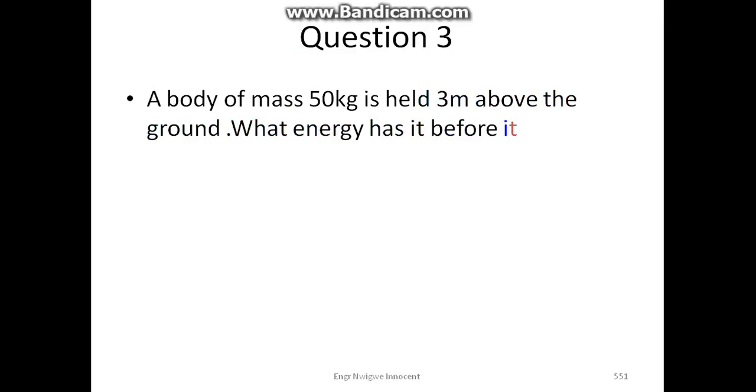Question 3. A body of mass 50 kg is held 3 meters above the ground. What energy has it before it is released? Take g equals 10 meters per second squared. Solution. PE, that is potential energy, is equal to mass m times acceleration due to gravity g times height h. PE is equal to 50 times 10 times 3, which is equal to 1500 joules.